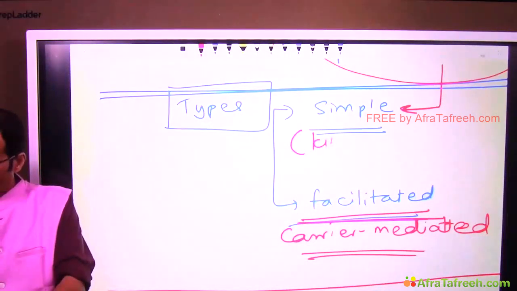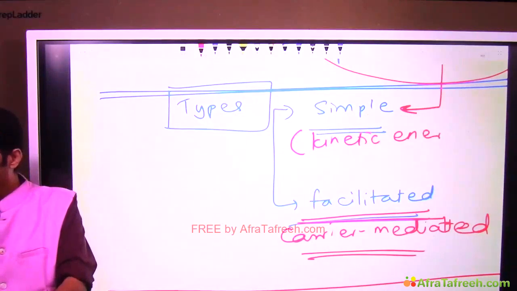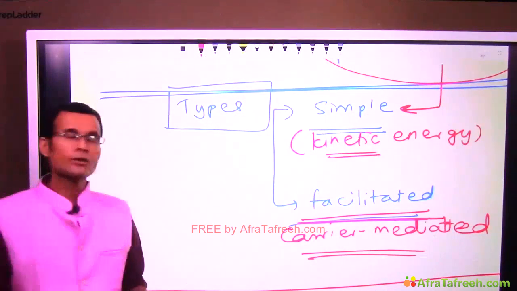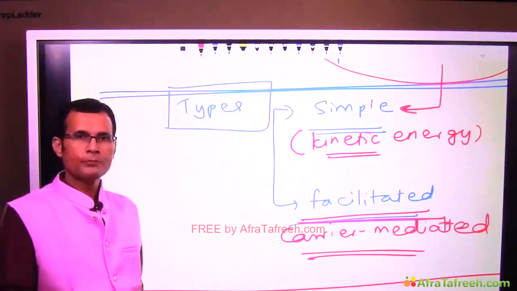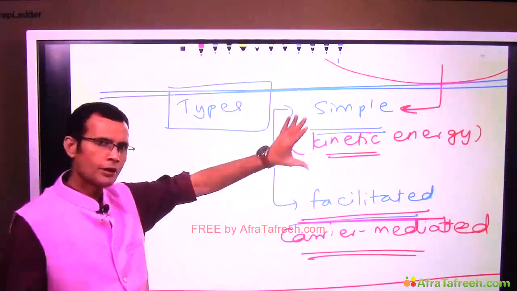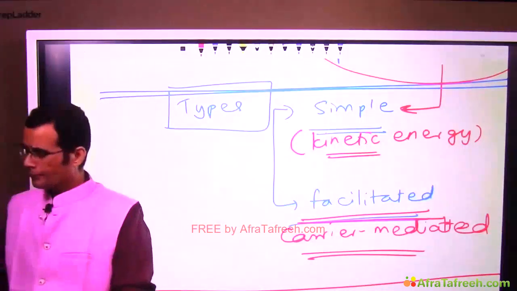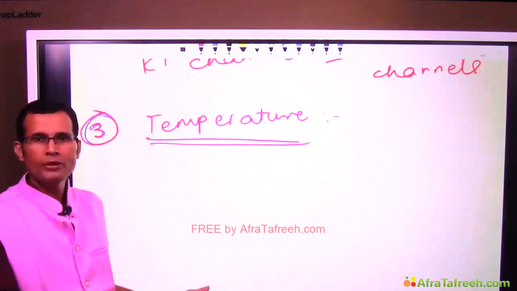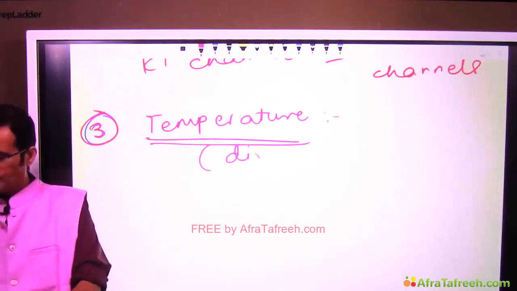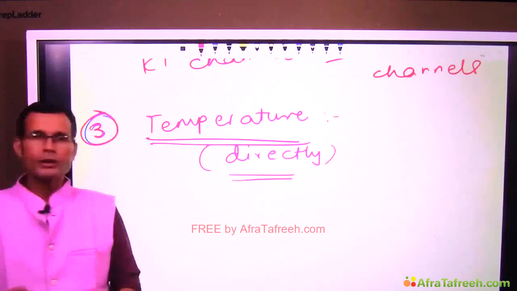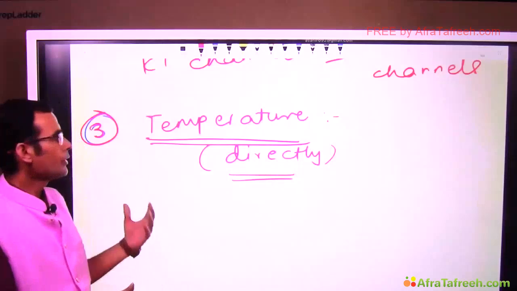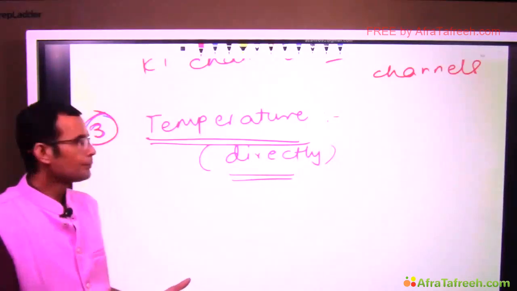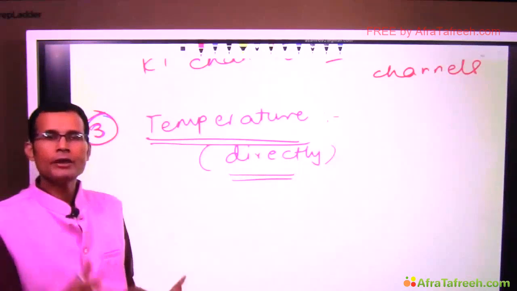Simple diffusion occurs due to the kinetic energy of the particles. Kinetic energy is what drives simple diffusion. Okay, so let that be clear. Simple diffusion is driven by kinetic energy. Facilitated diffusion is by the carrier. So, coming back, now it's obvious. To this factor also, the rate of simple diffusion will be directly proportional. Higher the temperature, greater will be the kinetic energy, and therefore greater will be the rate of simple diffusion.